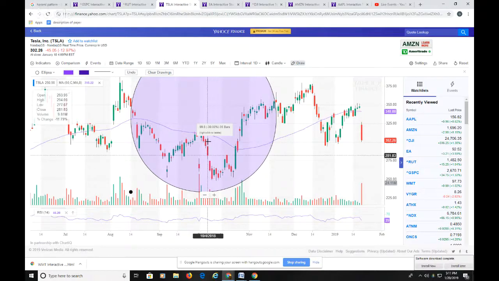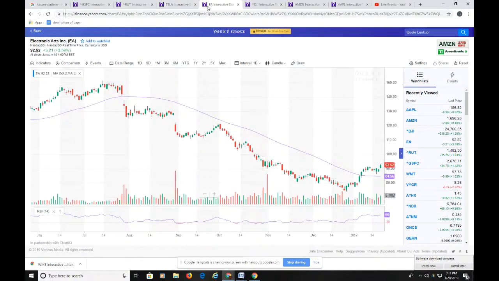So this is a nice example of two of our patterns. We have a bullish harami and a bearish engulfing up here. Okay, that's Tesla. I don't know why I picked Electronic Arts. Up here we have a harami and an engulfing. First we have a bullish harami, a very small downtrend, followed by a bearish engulfing.